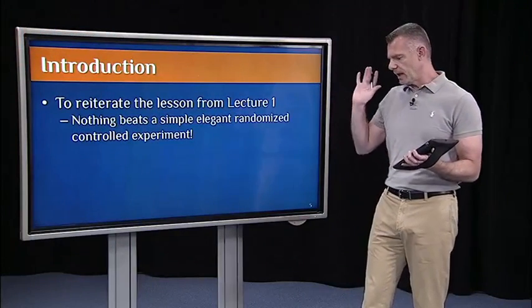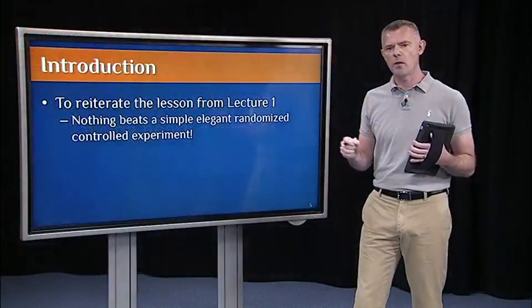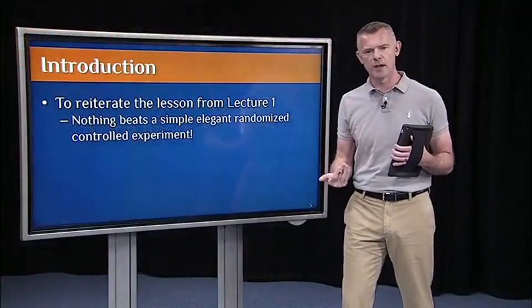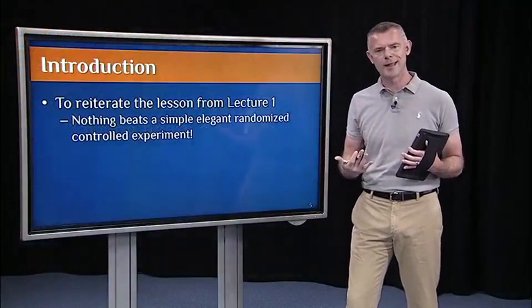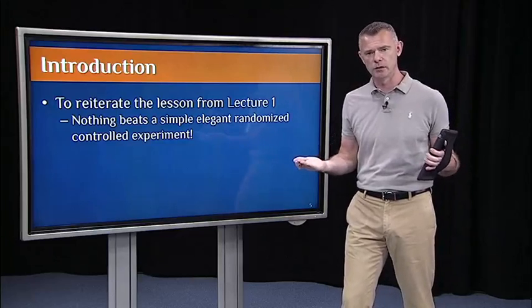Well, I think it really reiterates the main lesson from Lecture 1, which is just critical, that nothing beats a simple, elegant, controlled randomized experiment, if you want to make strong claims about causality, if you want to understand the mechanism underlying the relationship between 2 variables.